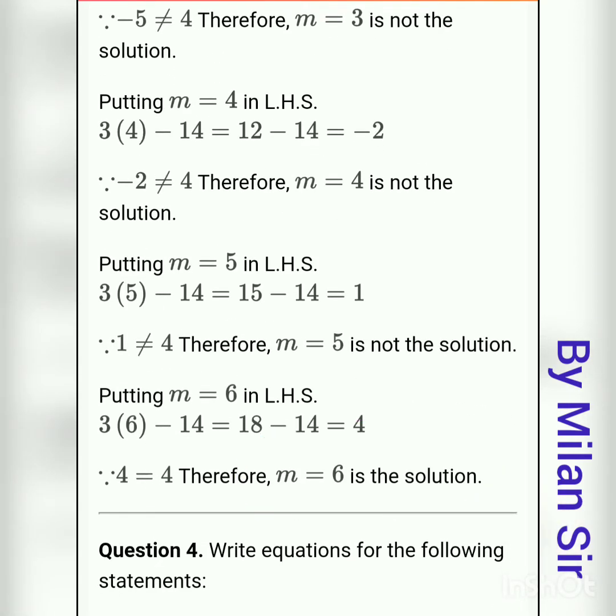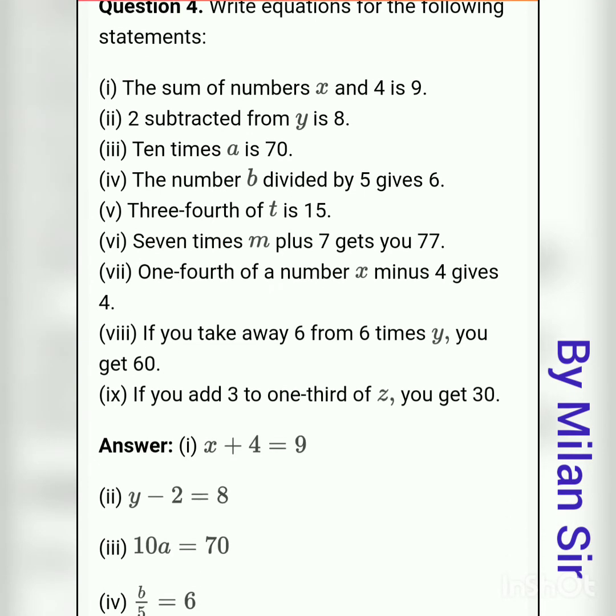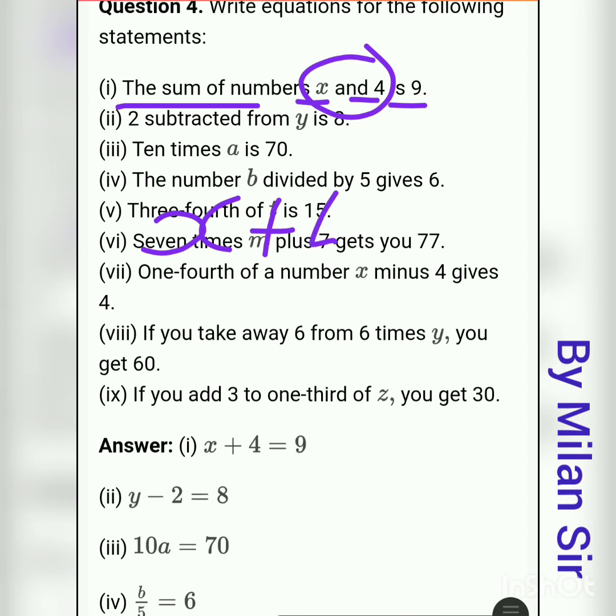Okay. After that, question number 4. Write equations for the following statements. Okay, statements are given to you. We need to write the equation. So read the line and make the equation. So here it is given, sum of numbers x and 4 is 9. Okay, sum of x and 4, that means we need to add x plus 4 and the answer is 9. We need to read the line and form the equation. So here our answer is x plus 4 equals 9.